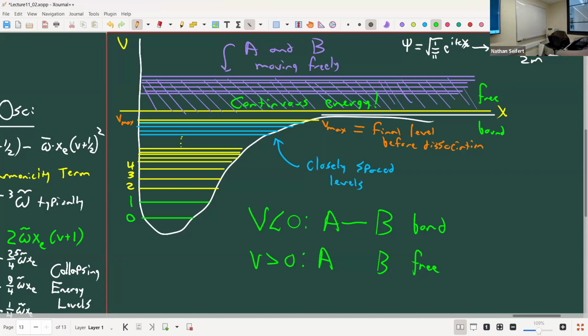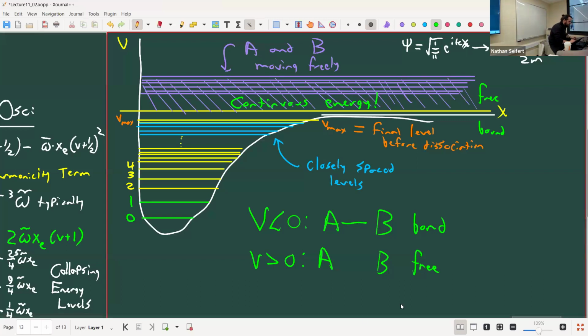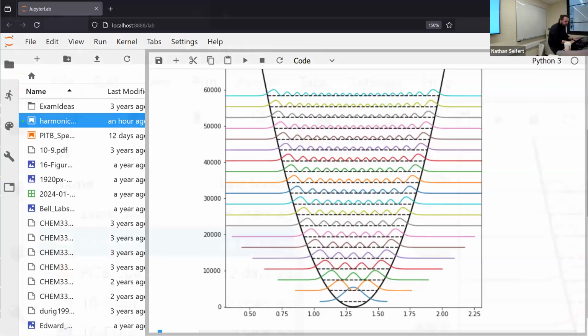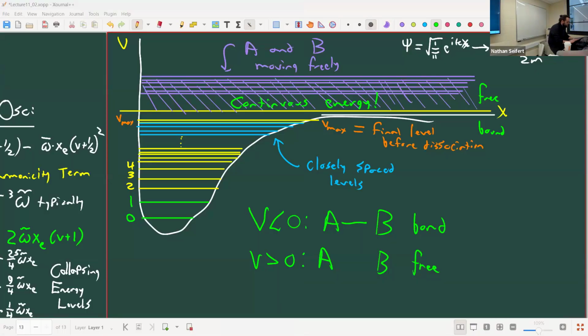What we'll see is that most bonds, let's see if I can pull one up. Let's just look at an experimental one, right? Maybe that's a good idea. See if I can find it. Okay, here's a great example. So here's some potential energy.